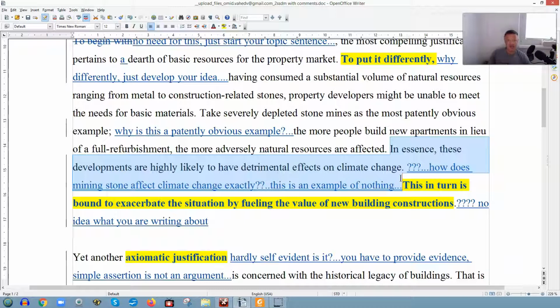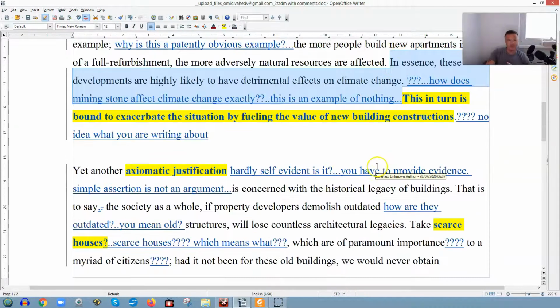Exacerbate the situation. What situation? By fueling the valuing of new building constructions. I have no idea what you're talking about. But honestly, I get a very, very general idea. You're trying to say that building new buildings takes a lot of resources. But climate change, what's that got to do with anything?